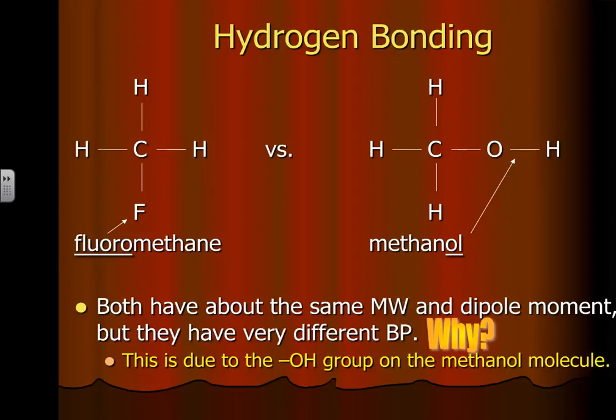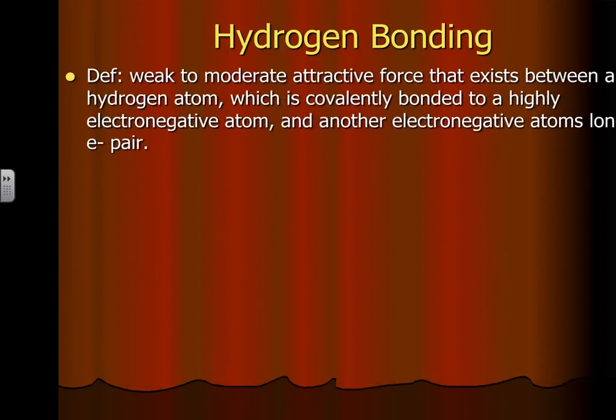So we'll continue on and I'll give you some definitions. The actual definition of hydrogen bonding: it is still considered a weak to moderately weak attractive force because, again, it's not a real bond. Don't be misled by the phrasing hydrogen bonding to think that it's a real bond. The only types of real bonds are covalent, ionic, and metallic. Hydrogen bonding is an intermolecular force that occurs between molecules, not within them. So it's a weak to moderate attractive force that exists between a hydrogen atom, which is covalently bonded to a highly electronegative atom, and another electronegative atom's lone pair.